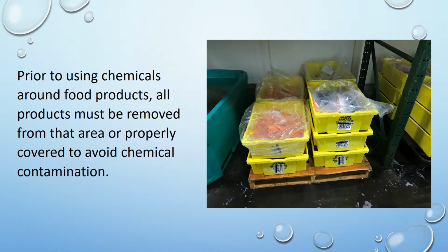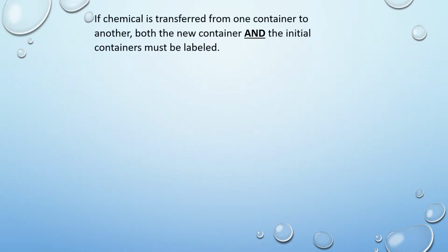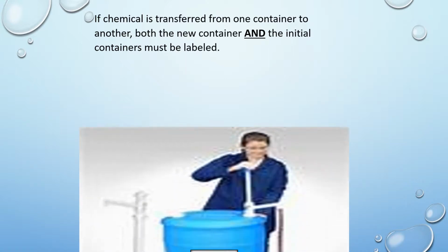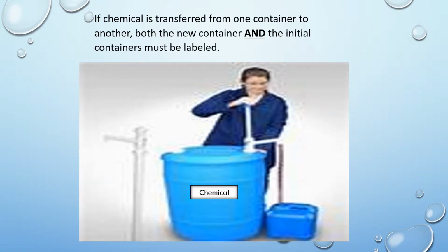Prior to using chemicals around food products, all products must be removed from that area or product must be properly covered to avoid chemical contamination. If a chemical is transferred from one container to another, both the new container and the initial container must be labeled.